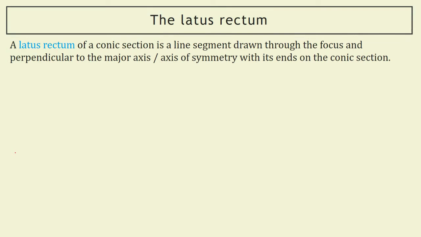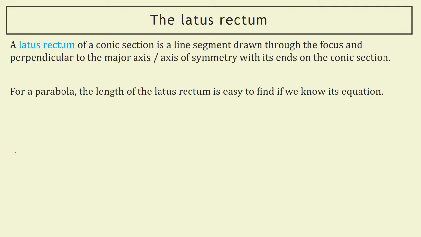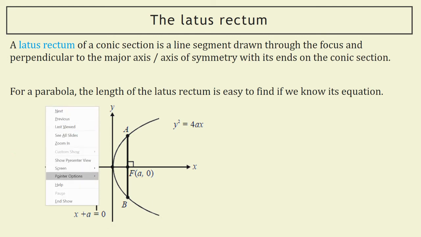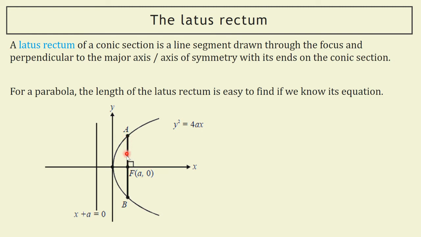But it goes through the focus, it's perpendicular to the major axis, and its ends are on the conic section itself. For a parabola, the length of the latus rectum is really easy to find if we know the equation of the parabola. So here's my sketch. Okay, here's my diagram. This is the latus rectum. It goes through the focus, it's perpendicular to the axis of the parabola, and its ends are on the parabola itself. That is the latus rectum.